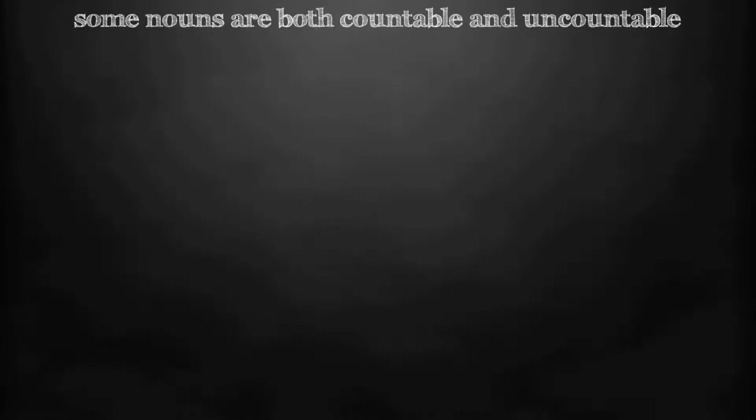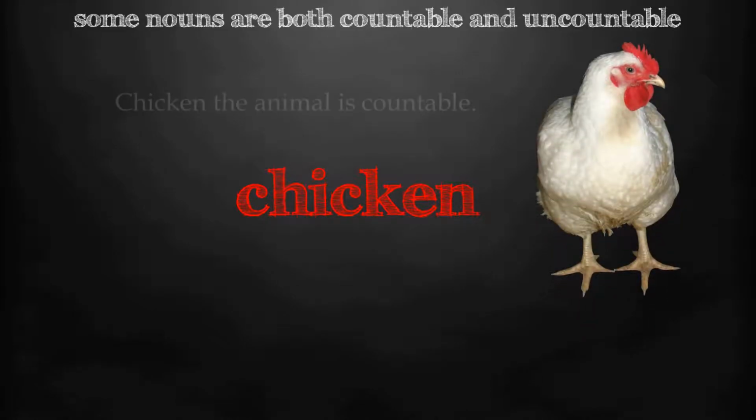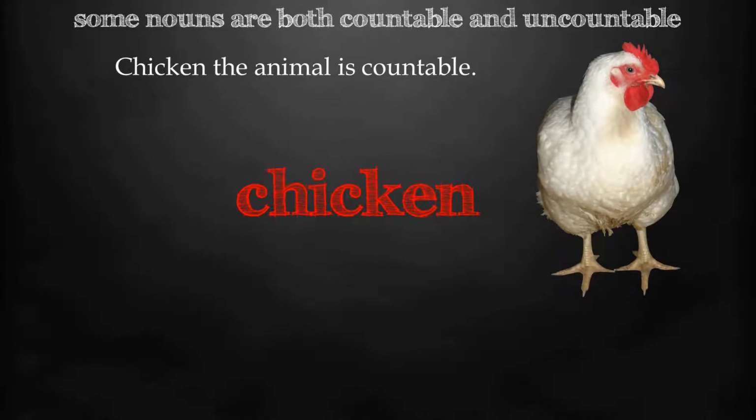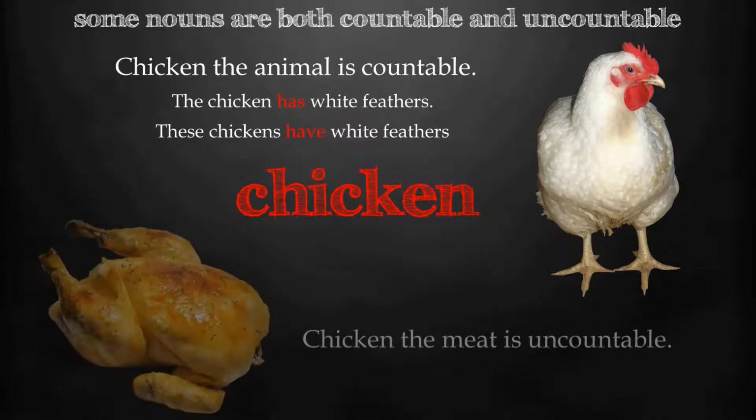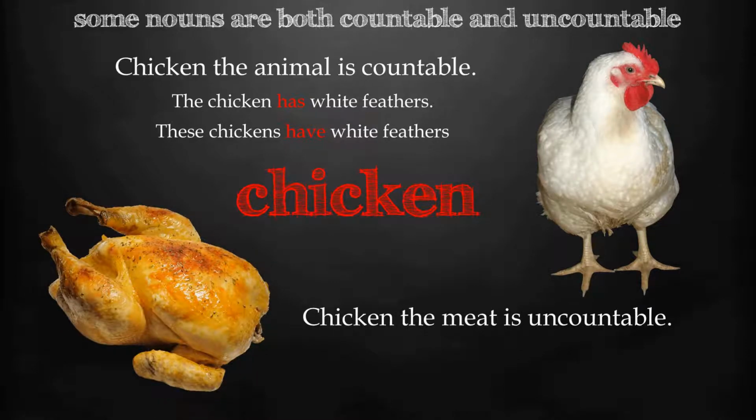Some nouns are both countable and uncountable. Chicken the animal is countable. The chicken has white feathers. These chickens have white feathers. Chicken the meat is uncountable. Chicken has lots of protein.